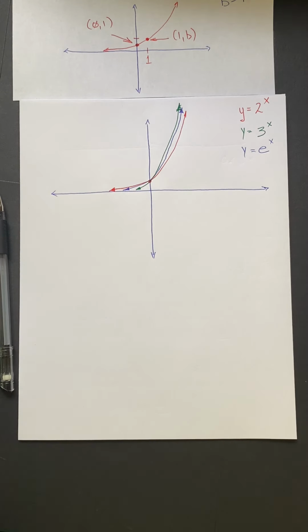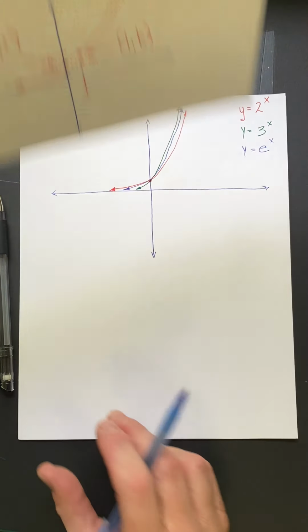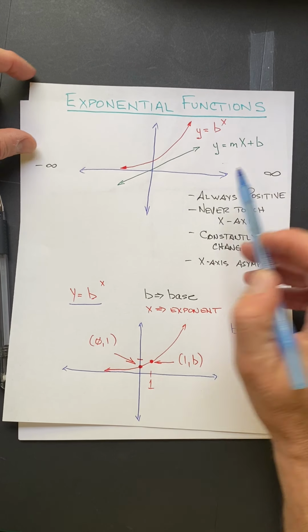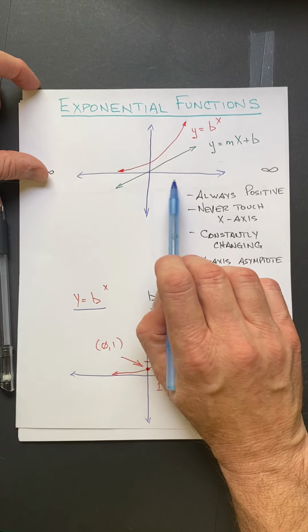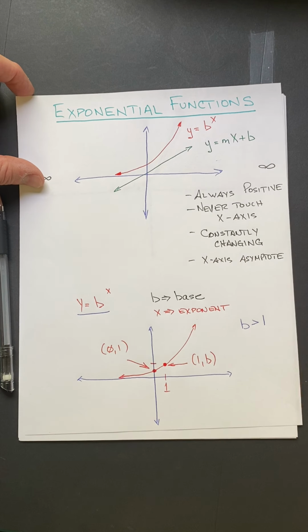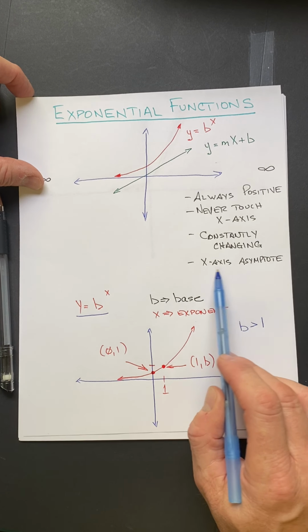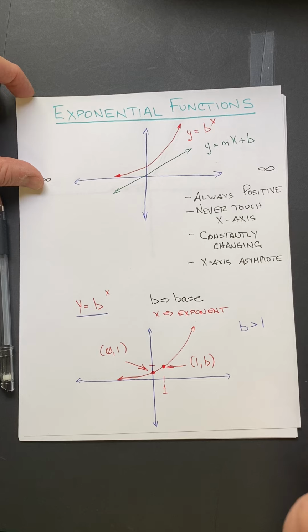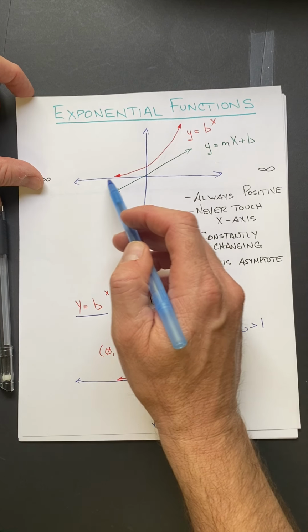But the important thing is it's just another graph. It has the characteristics that we talked about. It's always positive. It does not intersect with the x-axis or go below it. It's constantly changing. This x-axis is an asymptote. It approaches it, it gets closer and closer.